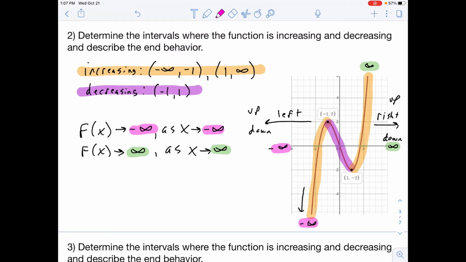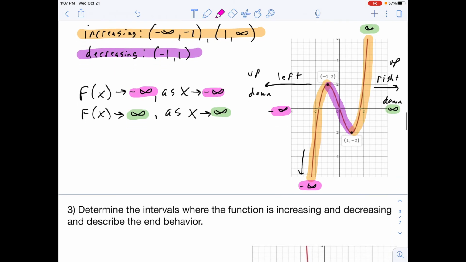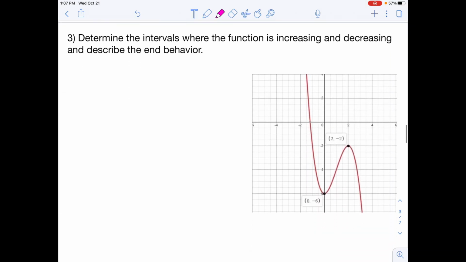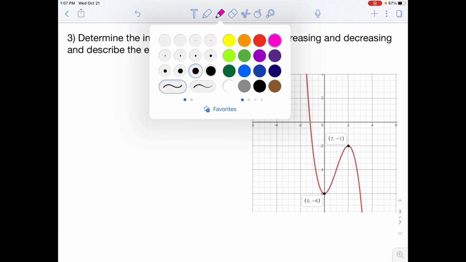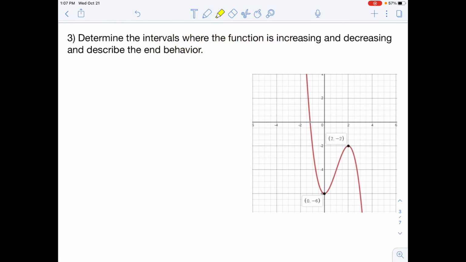I want to be in the same purple, sorry. From negative infinity down as we go to the left. All right, so let's look at another problem here. Again, we're going to start with increasing, decreasing. So I'll put my negative infinity over here.